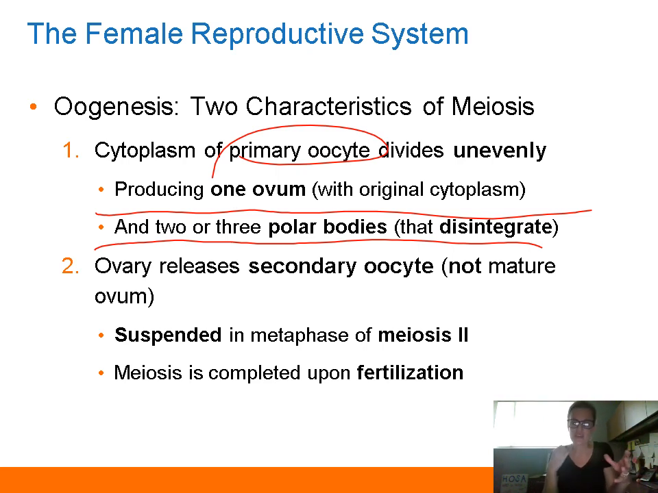So the point here is that all of the nutrients, all of the focus, all of the stuff goes into one egg. It's like you put all your eggs in one basket. With the sperm, remember, you end up producing four little sperm, and that's fine. But in this case, we need everything to go into that one single egg.